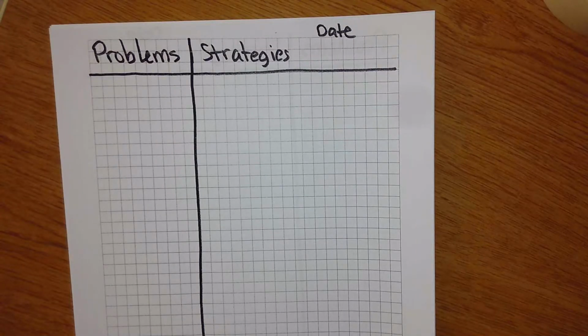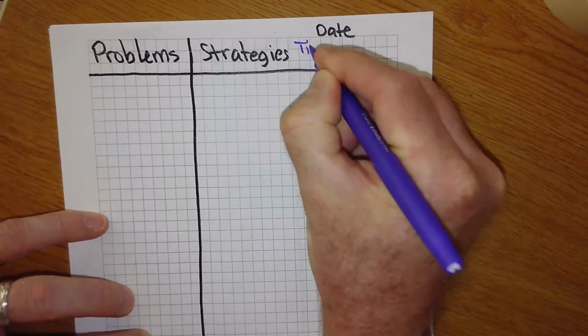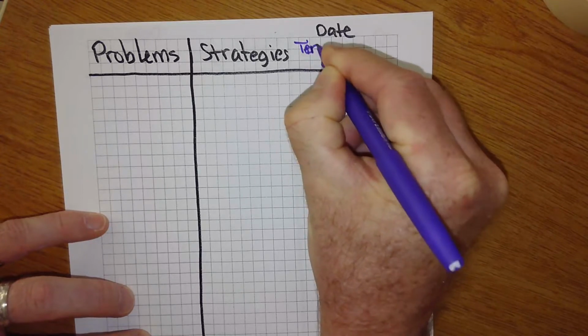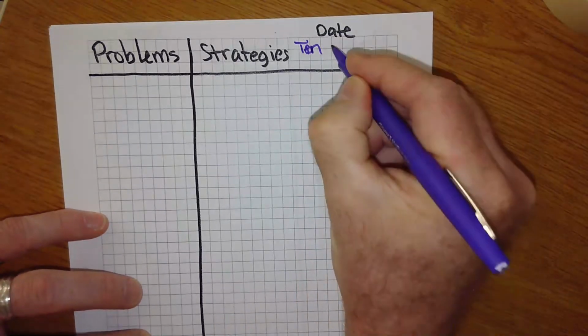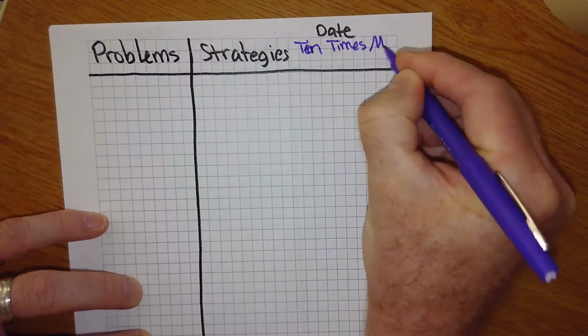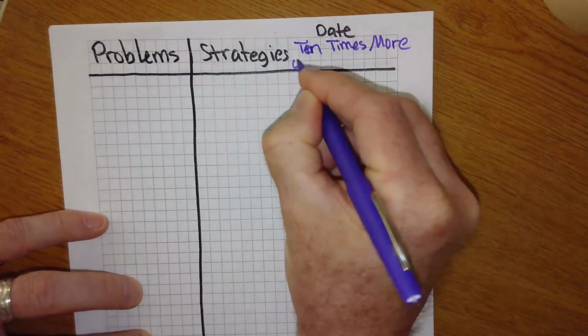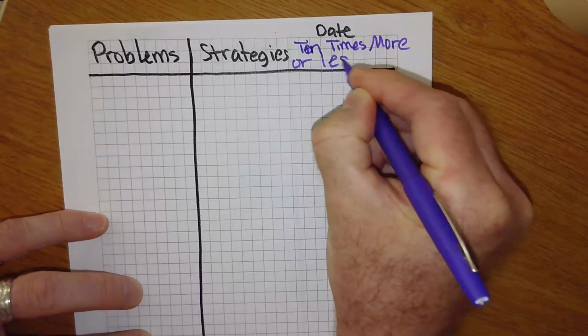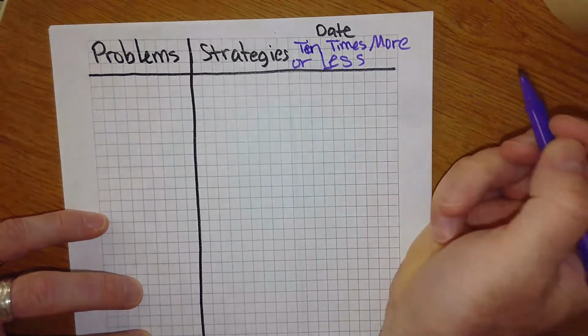This titles 10 times more or less, so write that down as our title. 10 times more or less. That's the title of today's problem string.